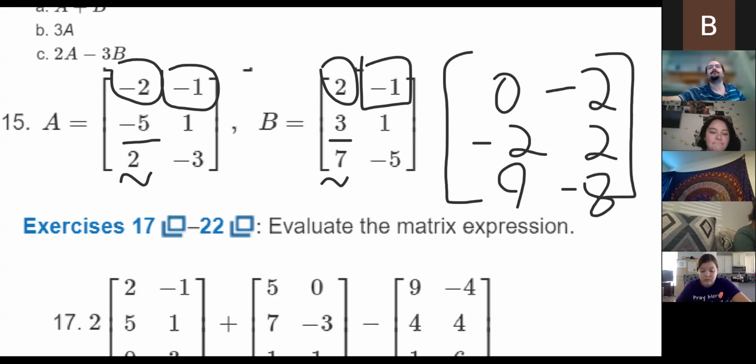Who's on mute? Is that you? Okay. I was hearing voices. I was making sure I wasn't the only one. Okay. 15, part B? Is that what we're doing now? Is Caitlin around? Yeah, I'm right here.